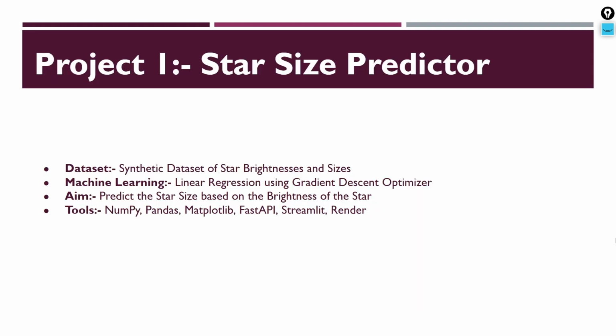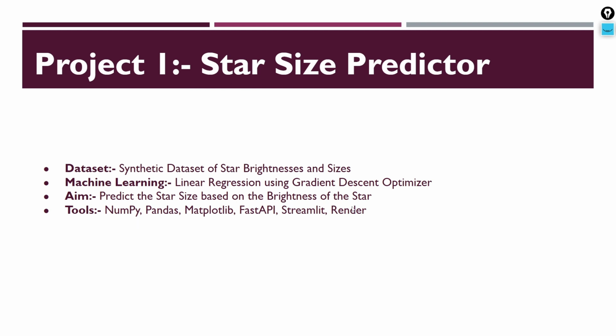In the first project, you will get to create a star size predictor where you're going to first generate a synthetic dataset that is completely on the basis of linear regression assumptions. To understand the assumptions of linear regression, you're going to create this dataset following those assumptions, and then using the gradient descent optimizer, you're going to train the linear regression to get the line of best fit, where if you give any star brightness values, it is capable enough to predict the size of that star, and hence the name star size predictor.